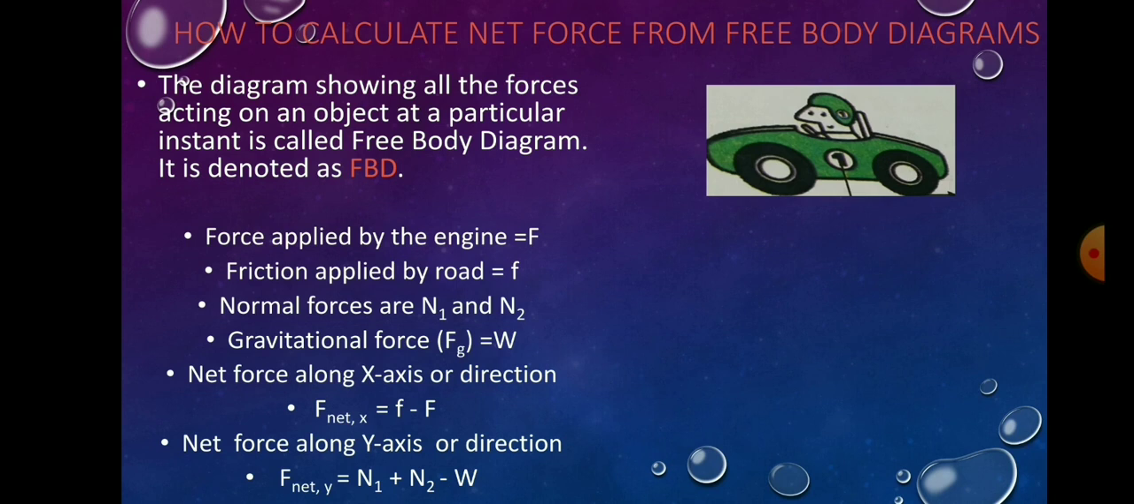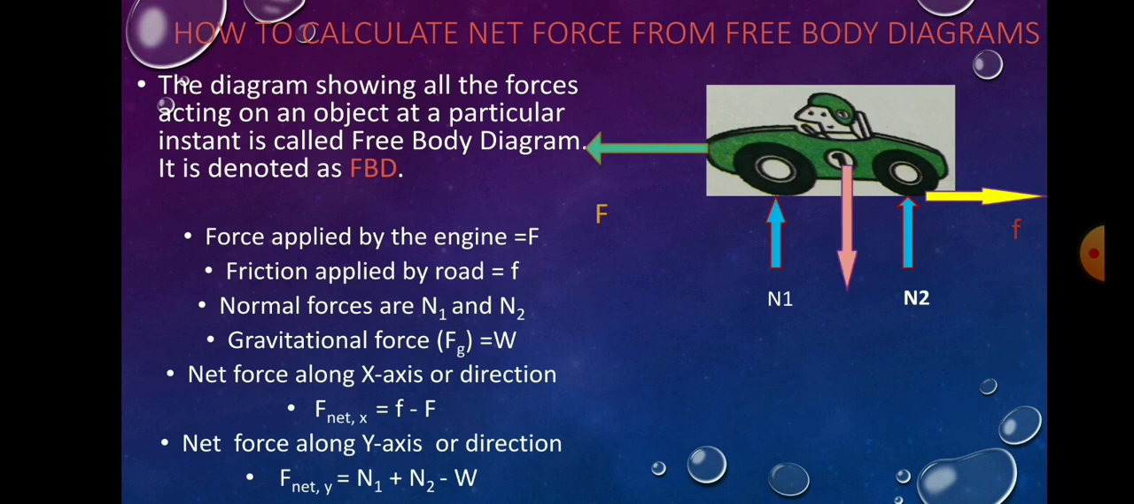So here the force applied by the engine on the car is capital F. The frictional force applied by the road is small f. The normal forces are N1 and N2, acting in the vertically upward direction. Here N1 and N2 are the normal forces acting on the car in the upward direction. The gravitational force acts vertically downward, that is W.